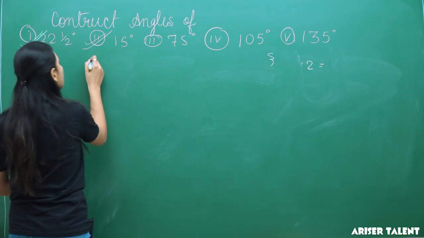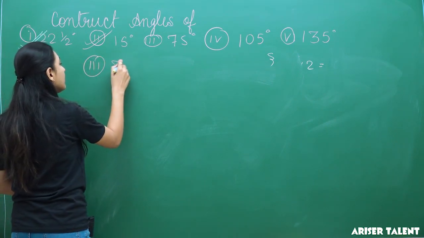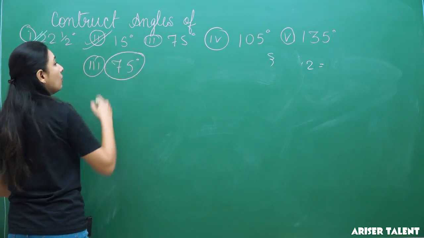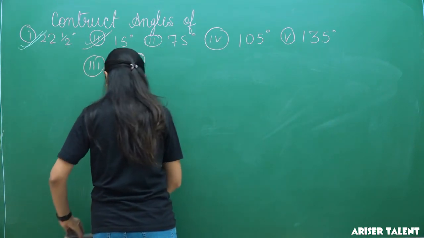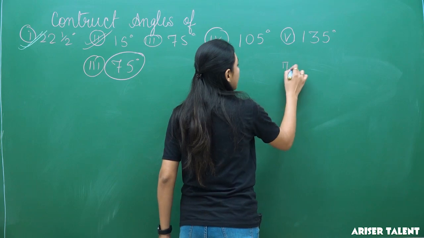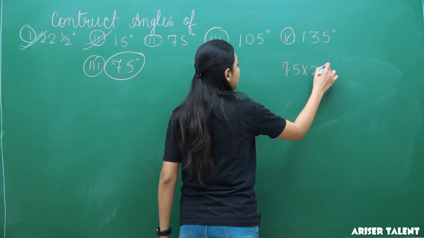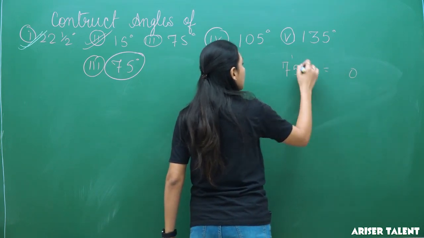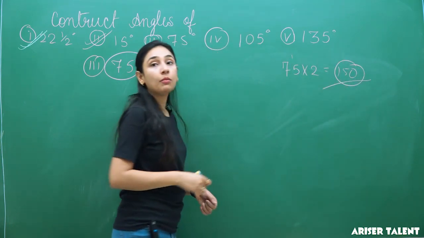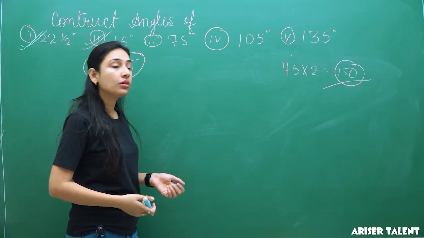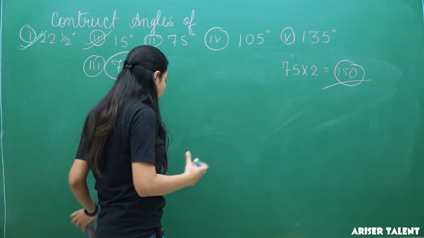The next is number third, 75 degree. Now what is 75 degree? Now you will double it. Okay, 75 multiplied by 2. You'll be saying that ma'am, you haven't told us anything about 150 degree. Now how to solve this question? Okay, you're going to break it.